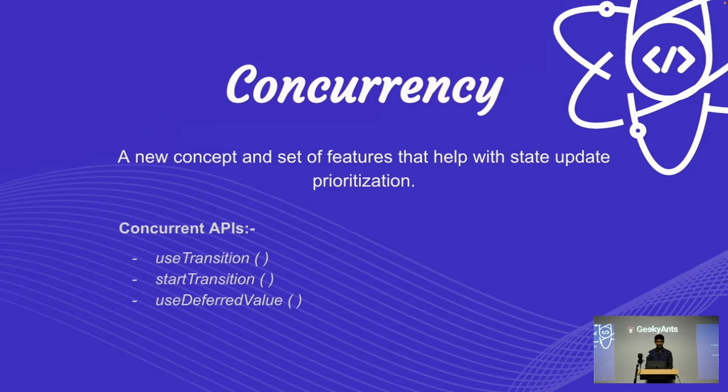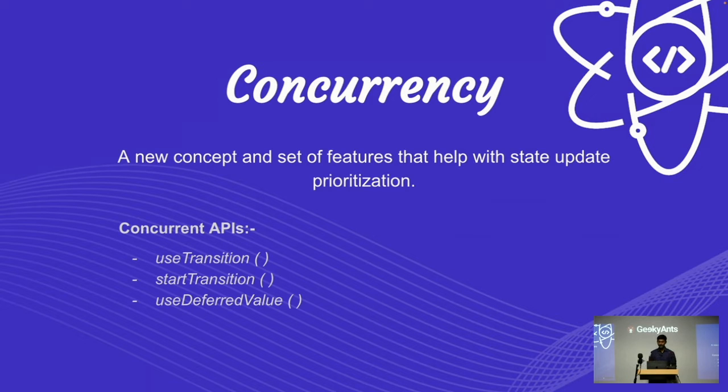Coming to the next thing, that is concurrency. Concurrency is all about processing multiple simultaneous state updates. Now with concurrency, there is a clear distinction between something called urgent updates and transition updates. Urgent updates are the ones which have more priority over the transition updates.